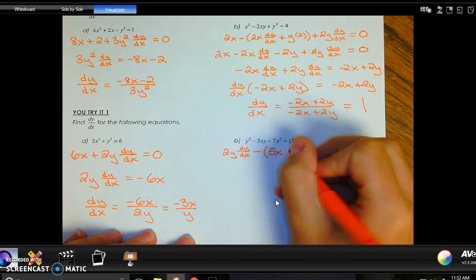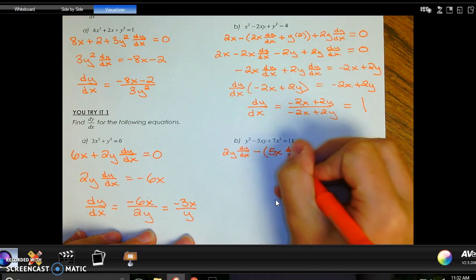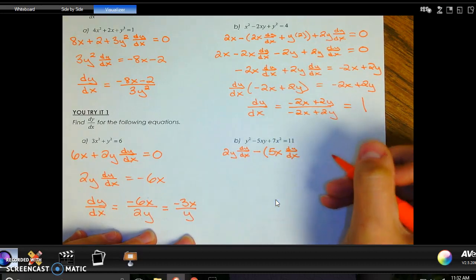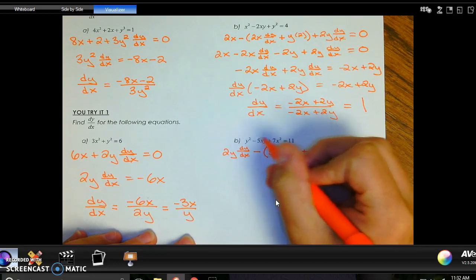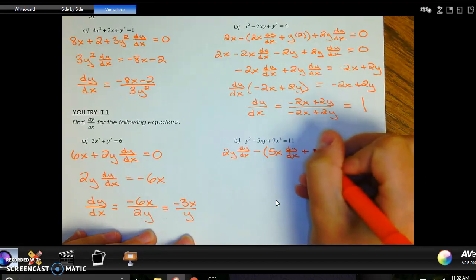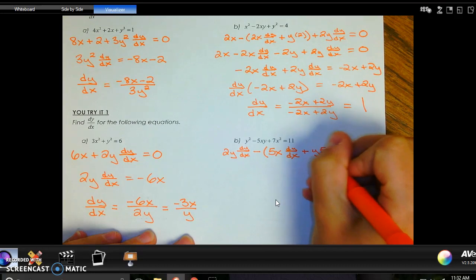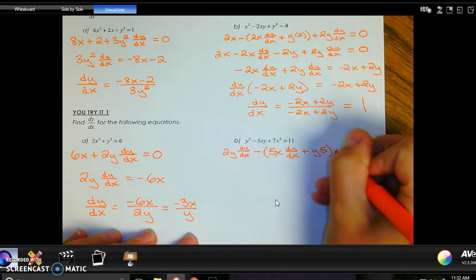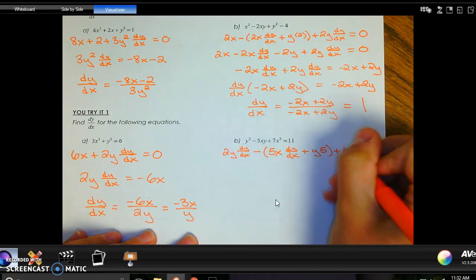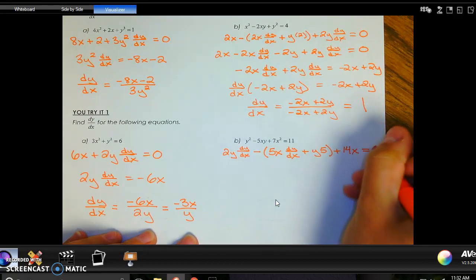Again, the derivative of y is just 1, but I need to tack on that dy dx. Okay, first times the derivative of the second, plus the second is y, times the derivative of the first thing is just 5. So it'll be y times 5, which we know is just 5y. Close that up, and then plus the derivative of this next term is a 14x and equals 0.